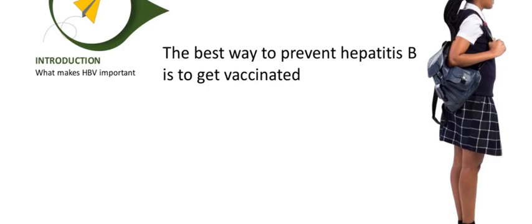The best way to prevent hepatitis B is vaccination. This is one condition that has a good effect. When vaccinated, there is almost a 100% chance of protection if the vaccine uptake is good and the immunity develops.